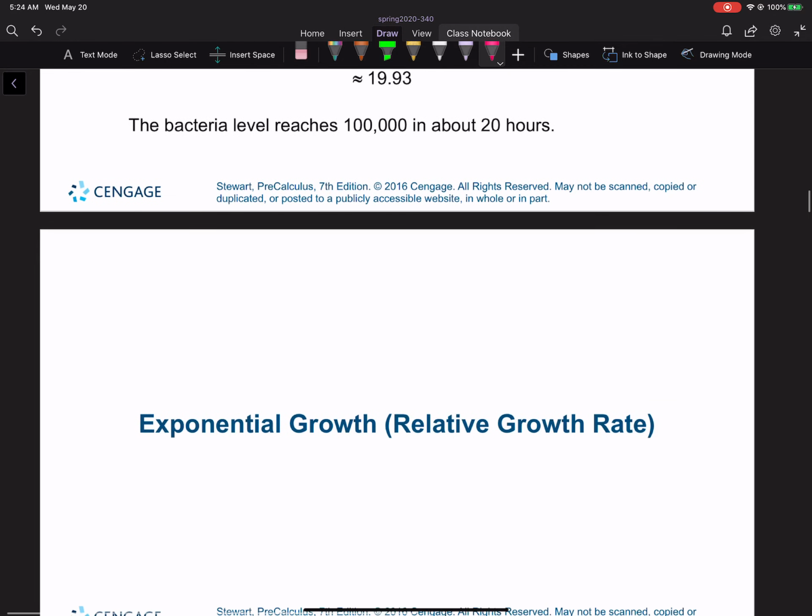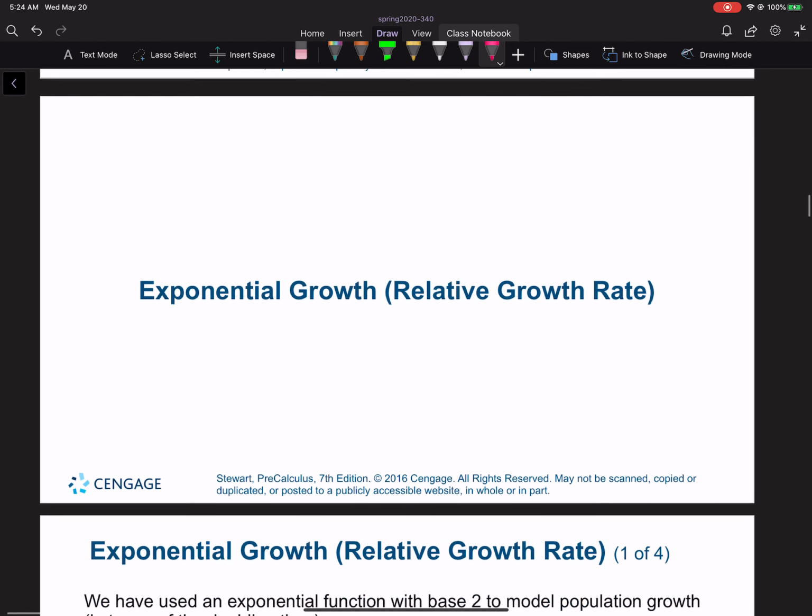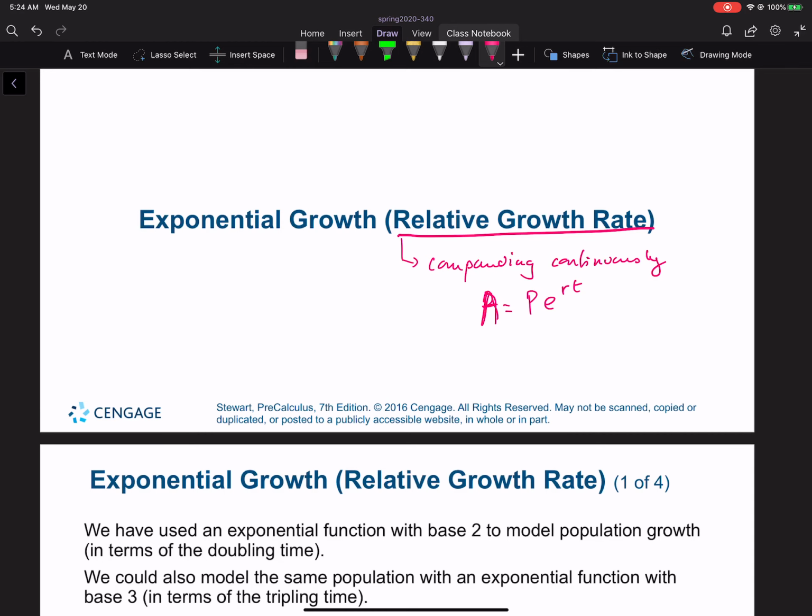Now let's look at the situation where we have a relative growth rate. Remember that relative growth rate, in our previous experience, we encountered this when we're doing compounding continuously, which was A is equal to P e to the rt, which is what we call PERT. So let's see how we incorporate this into our exponential growth models.